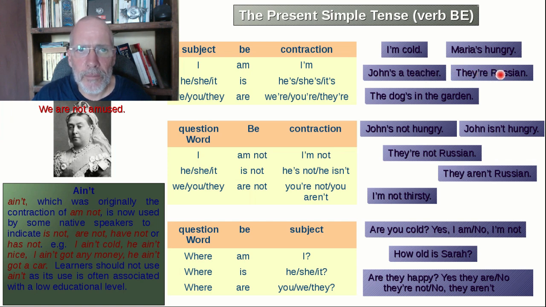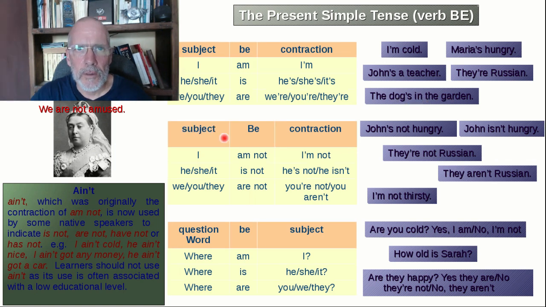They're Russian, using the verb be to talk about somebody's nationality. The dog's in the garden. Here we're contracting the verb be with the noun dog. The dog's in the garden. This is what you are going to hear.